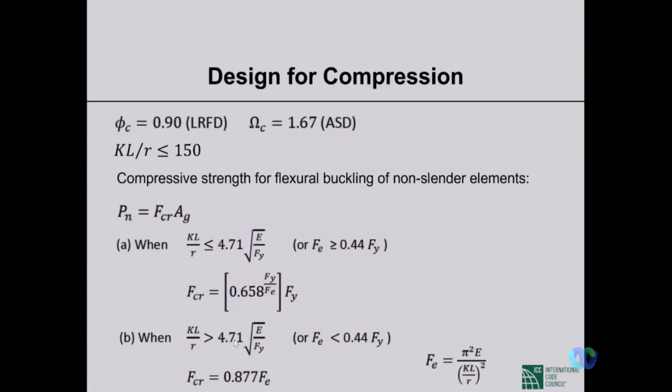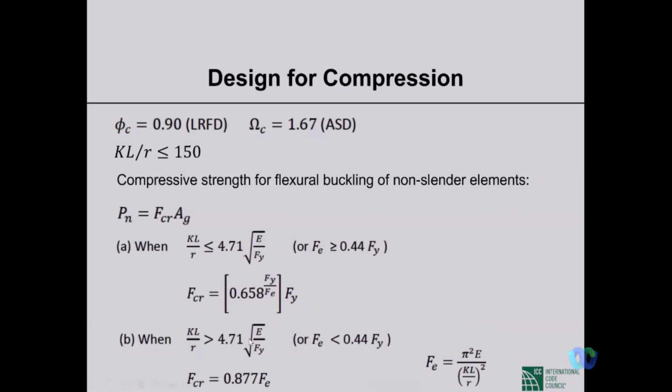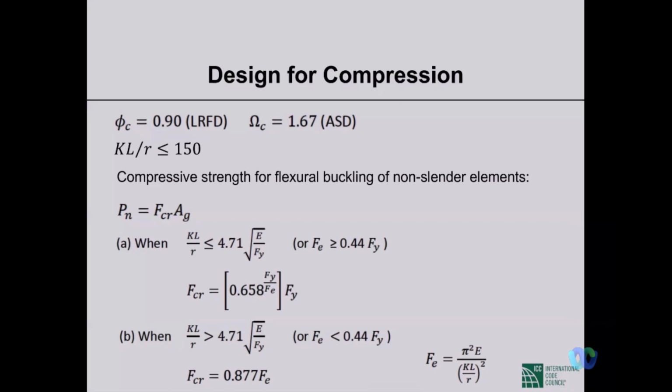One, when the KL by r ratio is very big, elastic buckling. If we want to allow that, okay, very good, no problem, but the capacity will be very small. And if the slenderness ratio is within this limit, 4.71 root over E by Fy, there will be inelastic buckling. And if our member is very short, then there may be complete plastic capacity. So that is the concept.